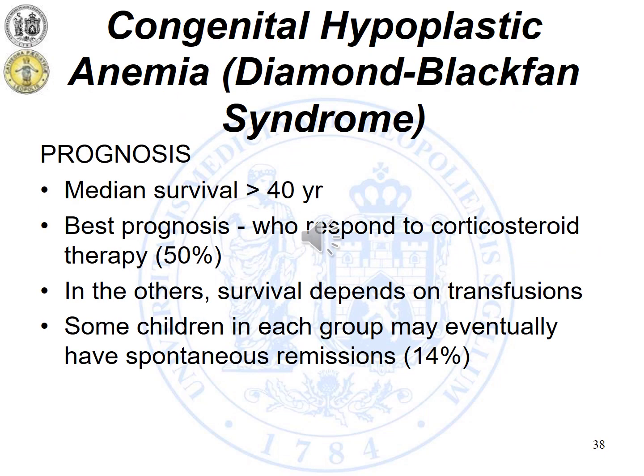Prognosis. Median survival is more than 40 years of age. The prognosis is the best in those who respond to corticosteroid therapy. About half of the patients are long-term responders. In others, survival depends on transfusions. Some children in each group may eventually have a spontaneous remission, about 14%.